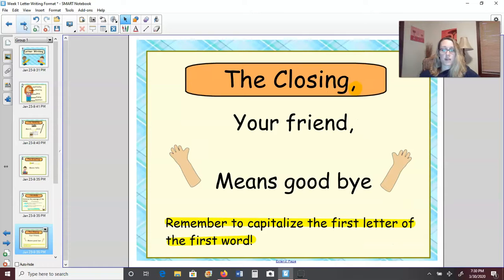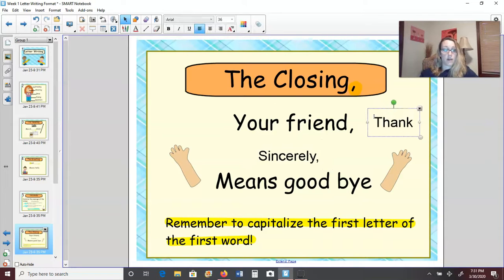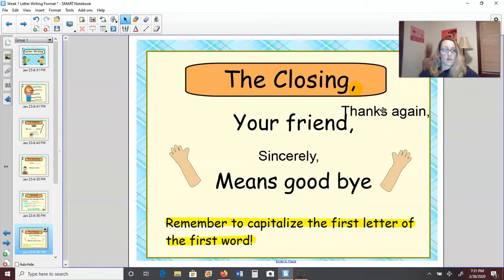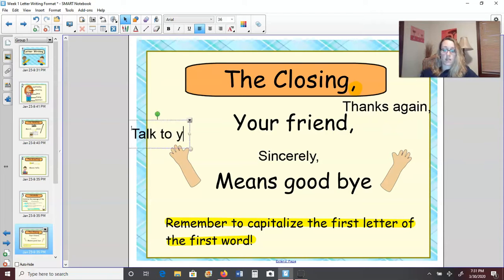Then, after you have written everything you want to say to that person, we would have the closing. The closing is how you're saying goodbye. Some example closings are your friend or sincerely. If you're writing a thank you letter, you could say thanks again. Okay, so there's that one. If you're going to write back and forth to someone, you might say talk to you soon. So those are some example closings.